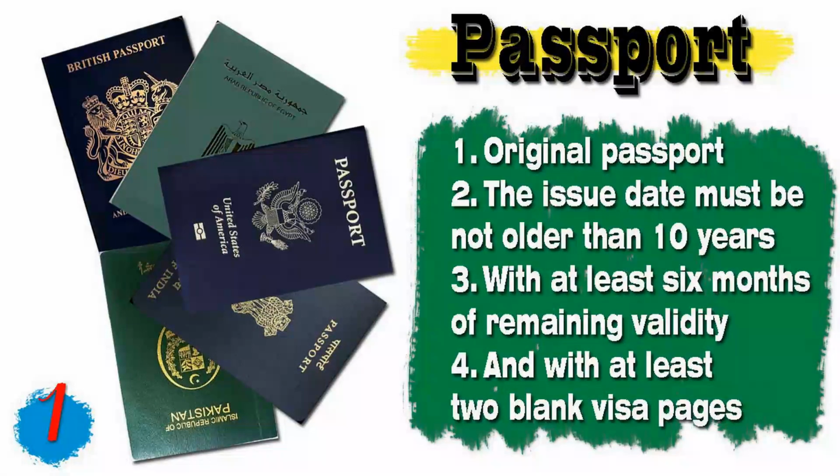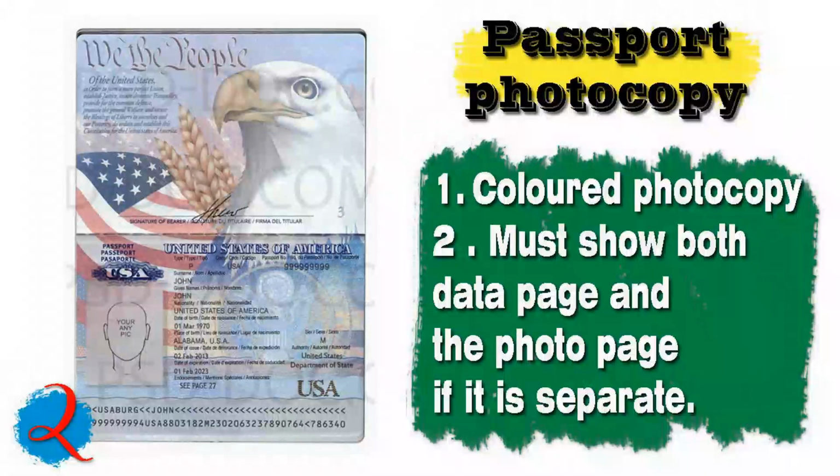The issue date must be not older than 10 years, with at least 6 months of remaining validity, and with at least 2 blank visa pages for the stamps. Number 2, you will need a photocopy of your passport. The passport photocopy is recommended to be colored, must show both data page and the photo page if they are separated. Number 3, you will need personal pictures.